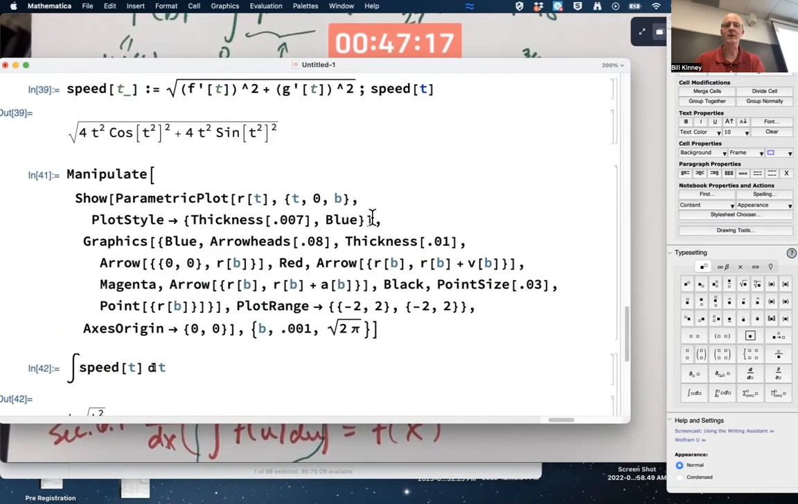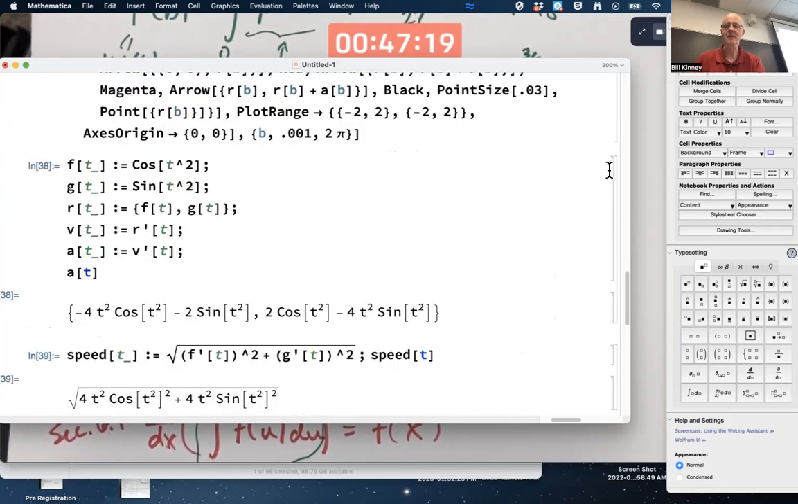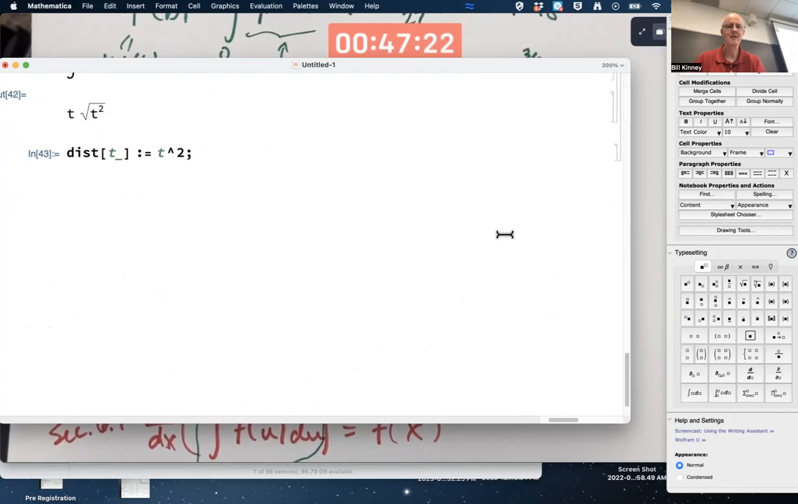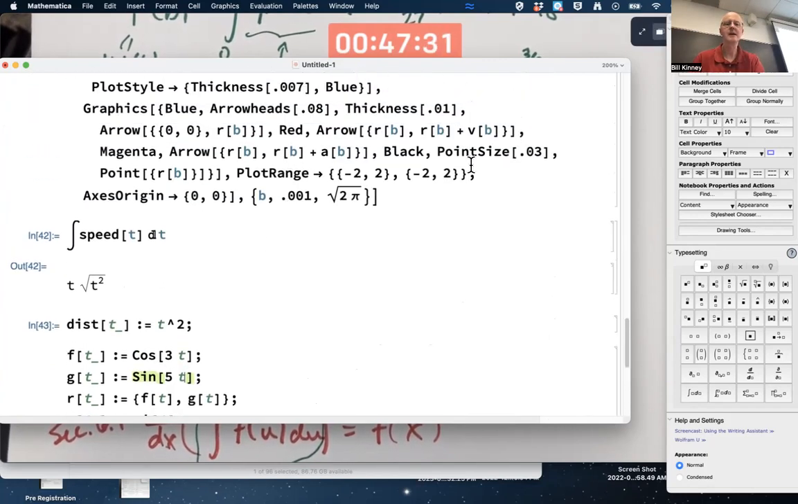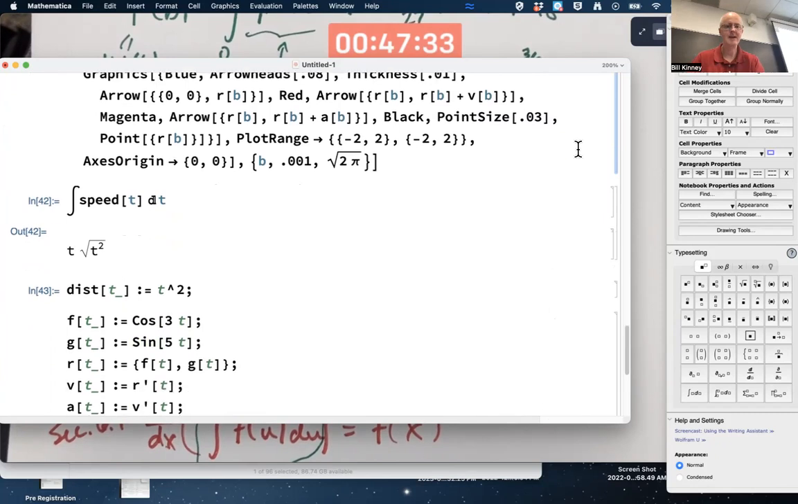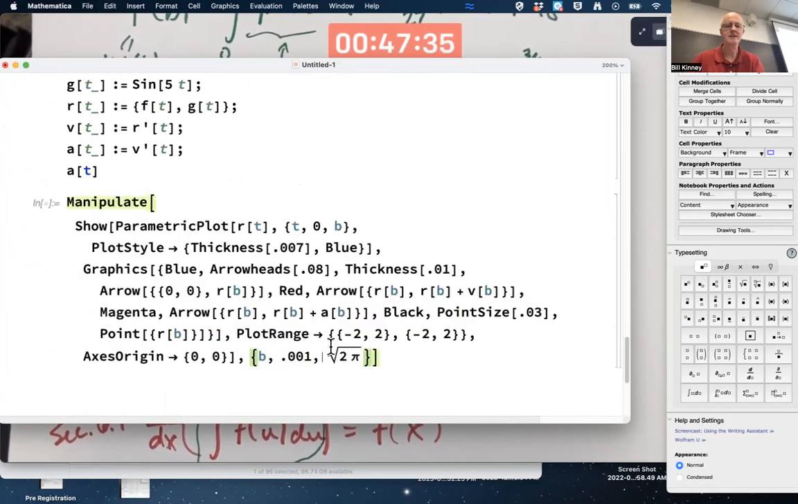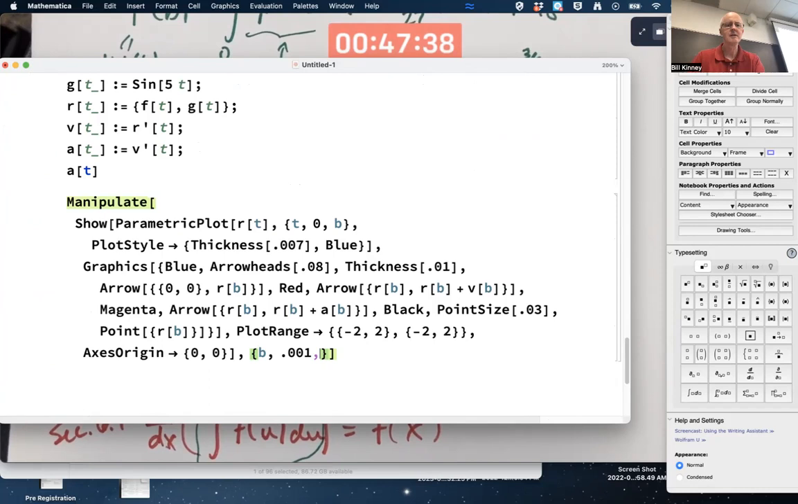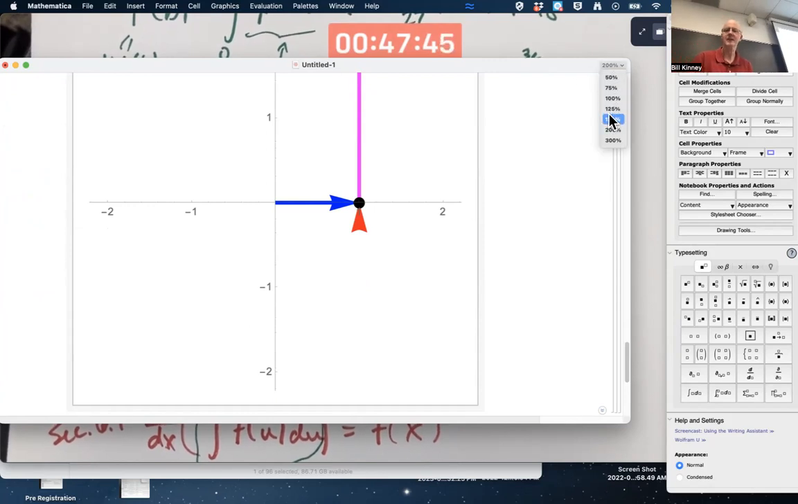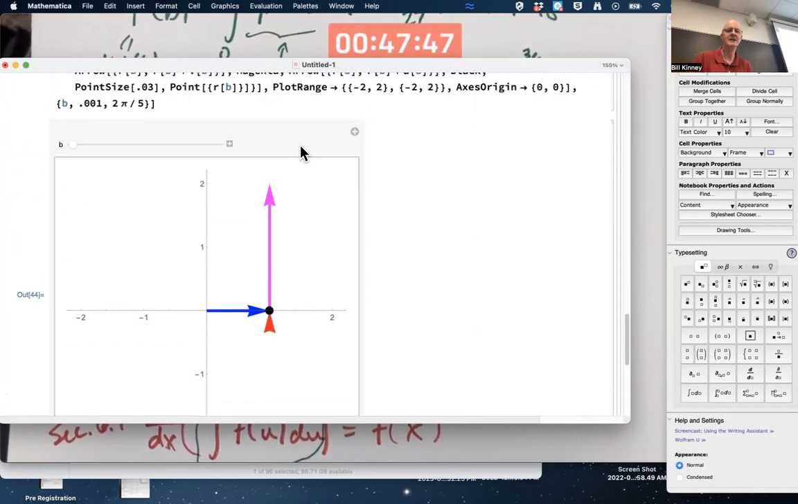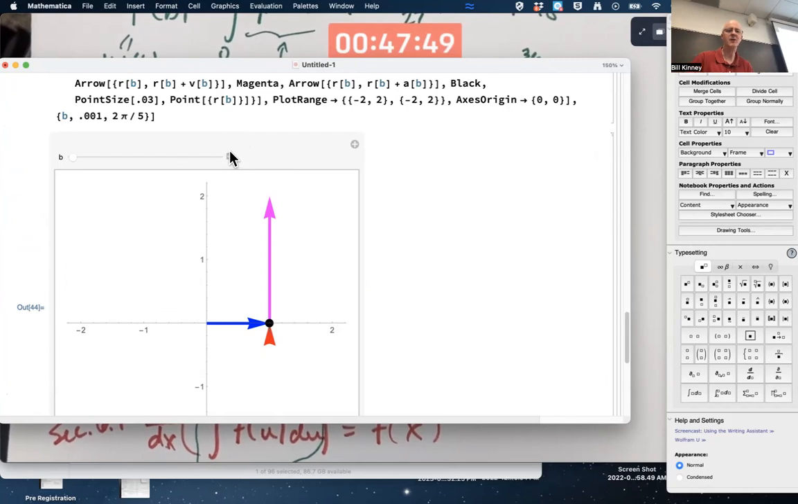One more real quick, really interesting example. What if I make the inputs for the cosine and sine different? Like this one 3t and this one 5t. And I'm going to let t vary from 0 to 2 pi over 5. What do I have? Is it circular motion? If I make the inputs to the cosine and sine different? No, it's not circular motion any longer.